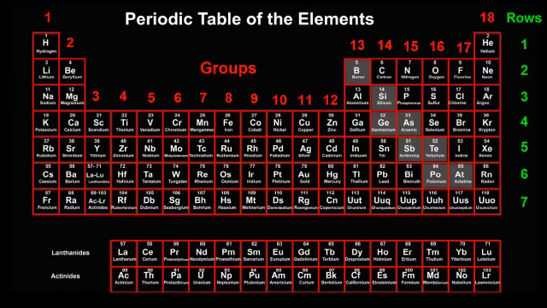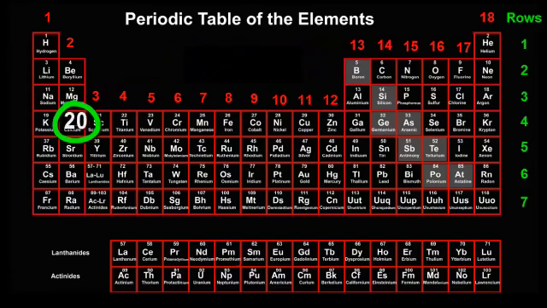Now you're ready to read the periodic table. What is the name of the element with atomic number 30? You just have to scan around and find 30. Zinc. What is the atomic number of calcium? Now you've got to find calcium on the table. 20.